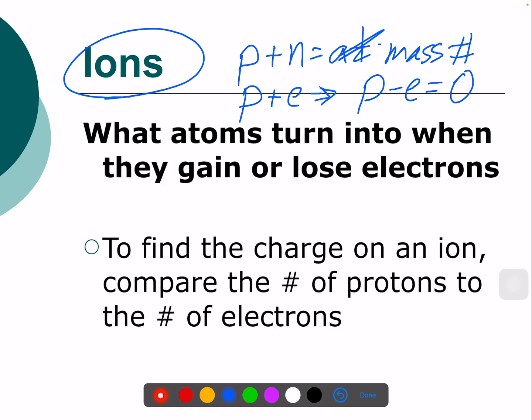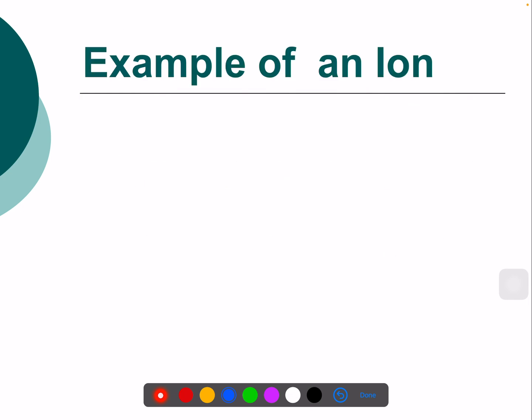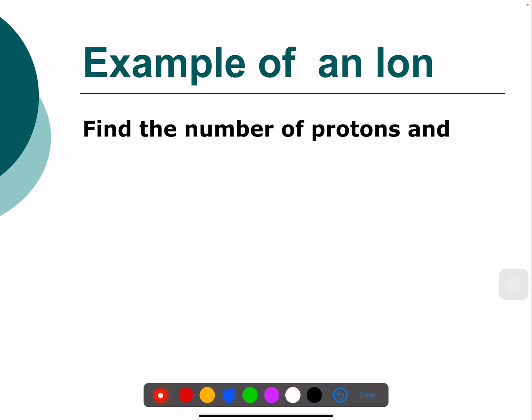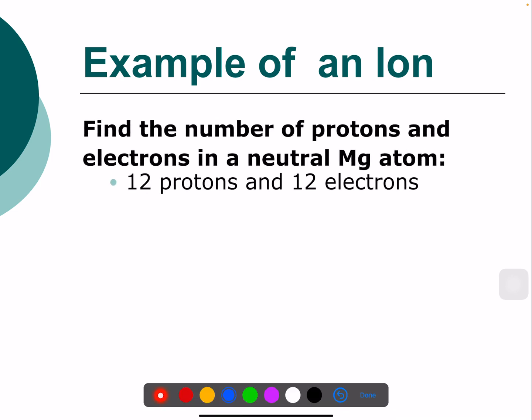So it says what atoms turn into when they gain or lose electrons, which we know from our PhET simulation, right? We're not going to gain and lose protons. That changes the element. We're going to gain and lose electrons. So to find the charge on an ion, you're going to compare the number of protons to the number of electrons. So as an example, find the number of protons and electrons in an atom.